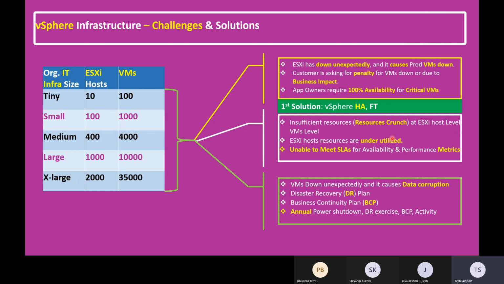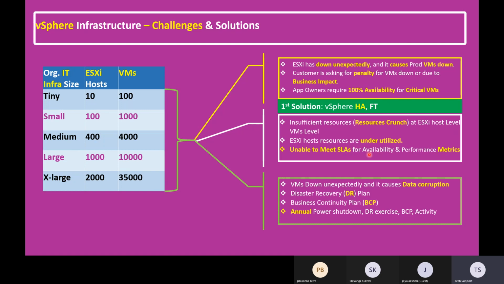Why did we make such a huge investment in ESX, when my ESX host is completely underutilized? So what solution will you give? That is also one challenge. And unable to meet SLAs. SLA means service level agreement. Normally, service level agreements are only for the availability layer and the performance layer. These two are considered as metrics.